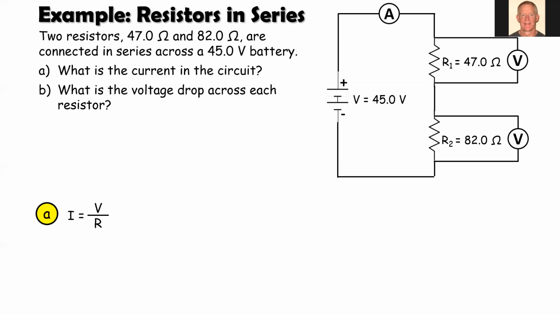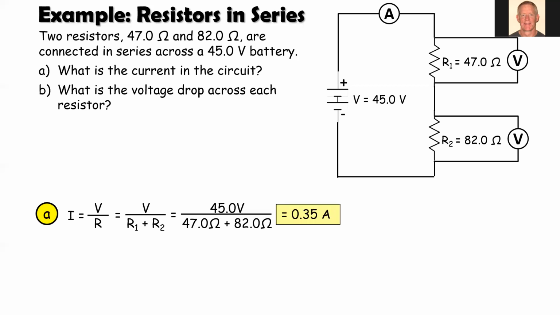So let's look at the first one. We know the current in the circuit is equal to the voltage divided by the resistance, in this case the total resistance. And since they're in series, we're simply going to add R1 and R2 together. So let's do that. 45 volts divided by 47 plus 82 ohms. And that works out to be about 0.35 amperes. So we know we have that amount of current flowing out of the battery through R1, through R2, and back into the battery.